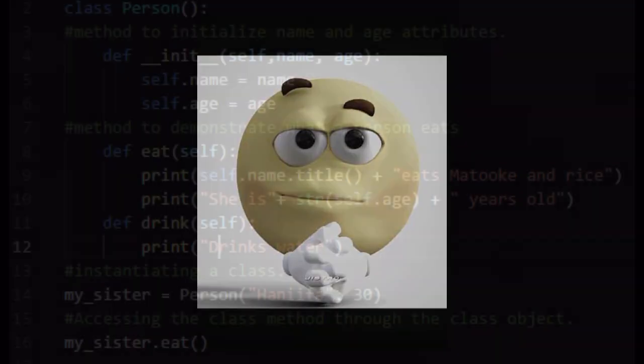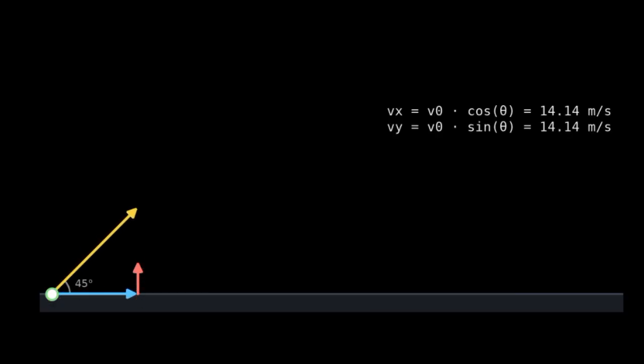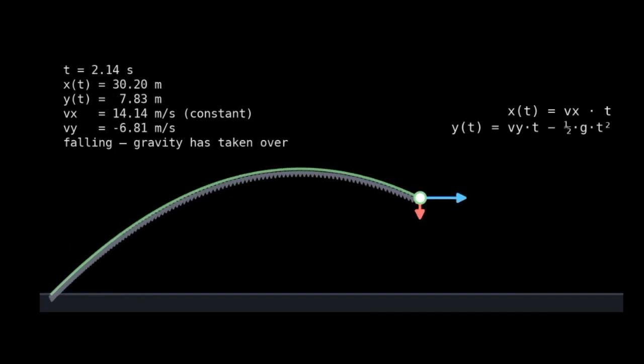Before I could write a single line of code, I had to actually understand the physics I was trying to simulate. Here's the idea. You launch a ball at some angle with some speed. Gravity pulls it down the whole time it's in the air. And if you know the launch speed and angle, you can calculate exactly where that object is at any moment in time. Position over time comes from two equations.